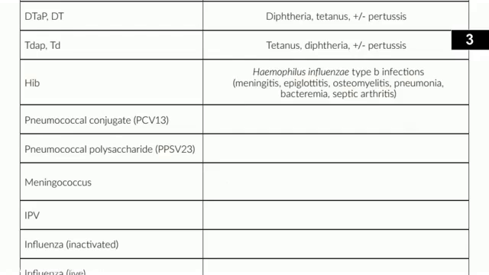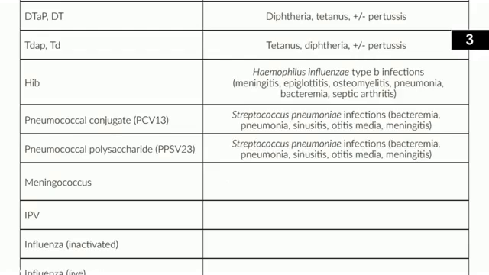Now, both of these vaccinations prevent infections due to Streptococcus pneumoniae, such as otitis media, sinusitis, pneumonia, bacteremia, and meningitis. We sometimes informally call this the pneumonia vaccine, but it really only prevents pneumonia from Strep pneumoniae, and only those specific serotypes of Strep pneumo.